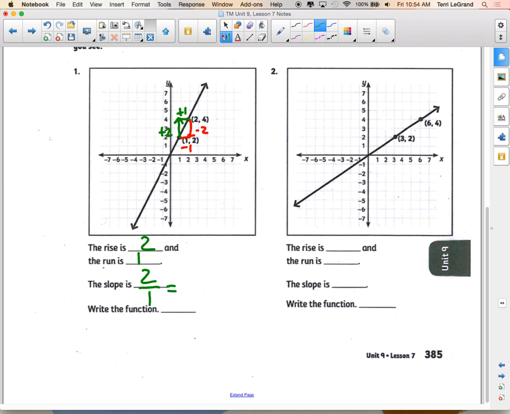What does 2 over 1 simplify to? 2. Okay, so the slope is 2.